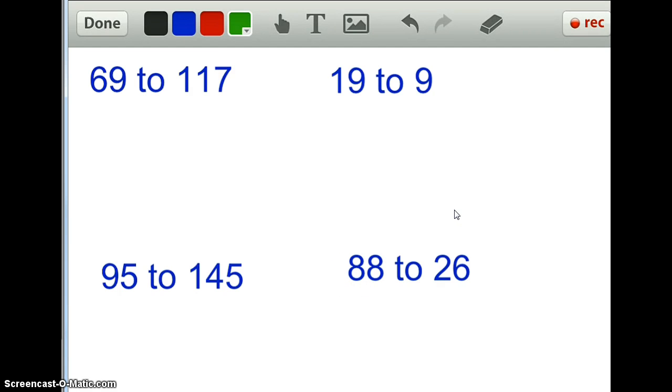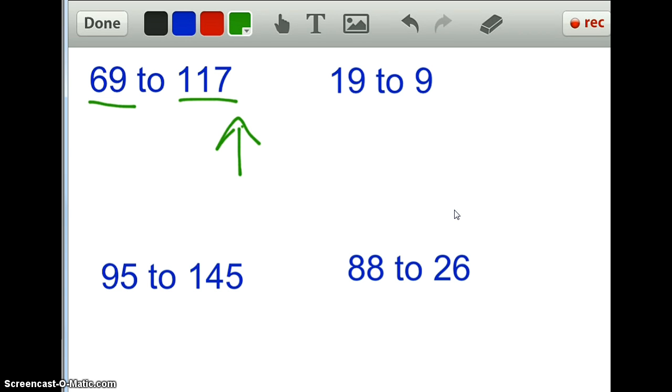So these, we're going to do percent change questions on these. When you get your quiz, it'll be about half of one side, so maybe 5 to 7 questions. Basically, you're going to look at each one, like this says 69 to 117. The first thing I'm going to decide is, is this an increase or a decrease? Well, it's going up, so I know it's going to be a percent increase, because up means increase.